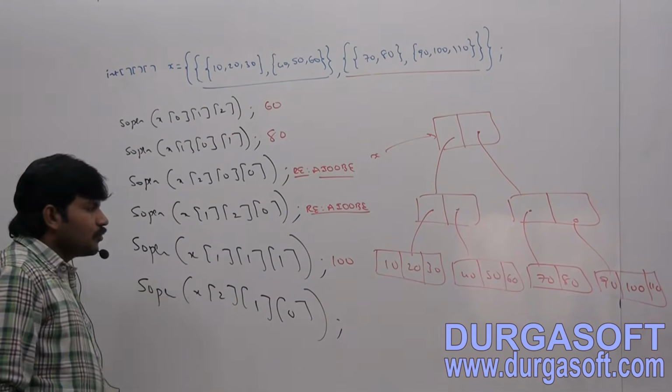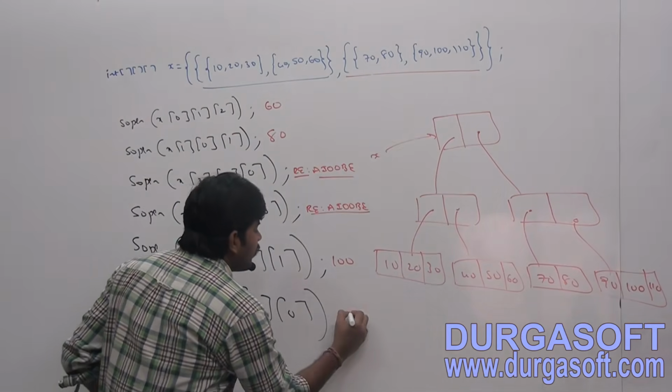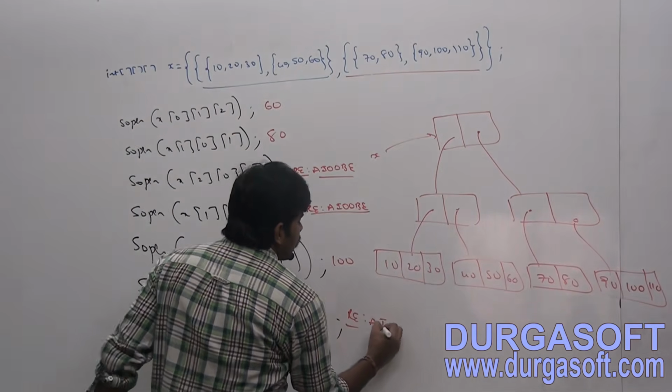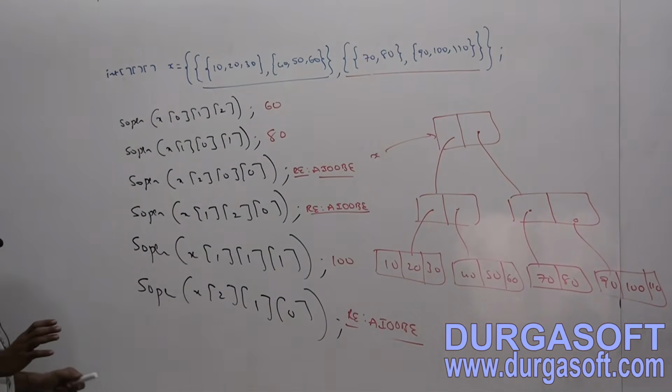100. X of 2, 1, 0. X of 2 is not there. Immediately we will get a runtime exception saying array index out of bounds exception. Are you able to understand, right? Make sure, there is a chance they may ask this type of thing.